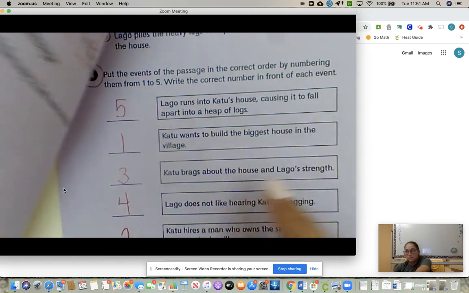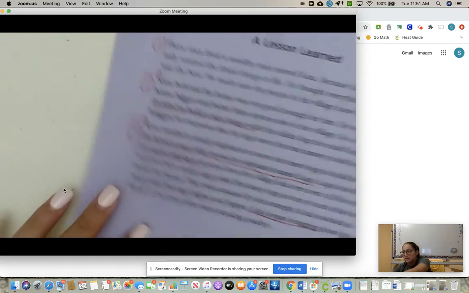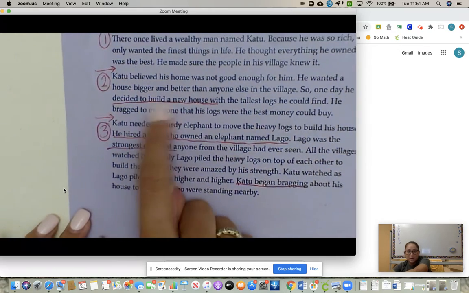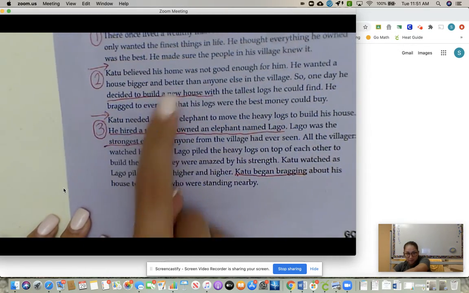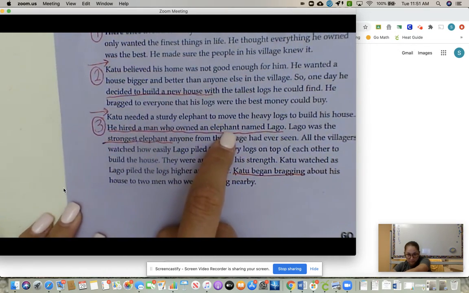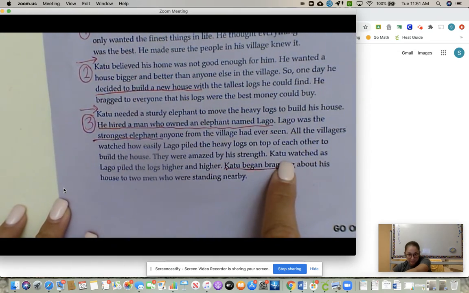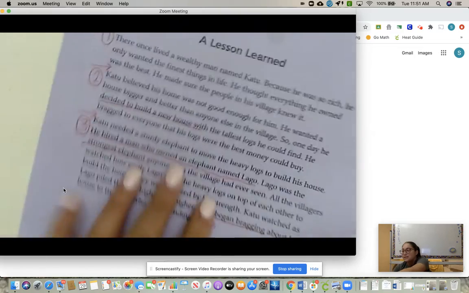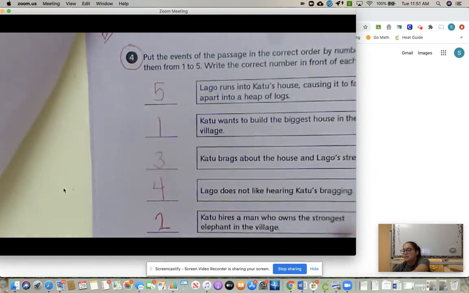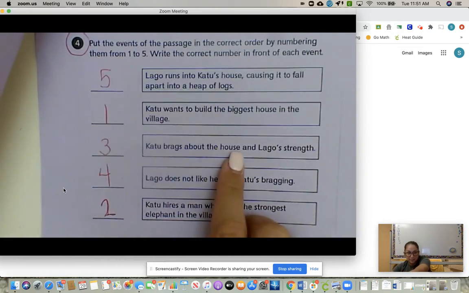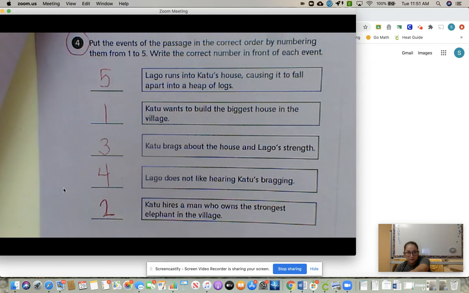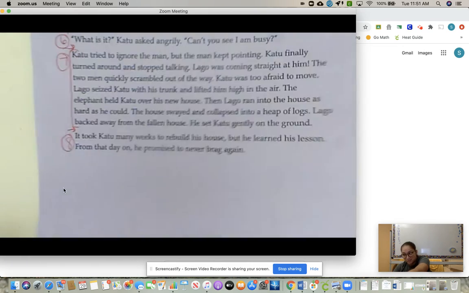Then we know Katu starts bragging. We already read that, right? And I proved it in the text. So he wanted a new house. He hired a man who owned the strongest elephant. Then he began bragging. So began bragging is our number 3. Katu brags about the house and Lago's strength. We then know that the reason why Lago rammed into Katu's house was he didn't like his bragging.